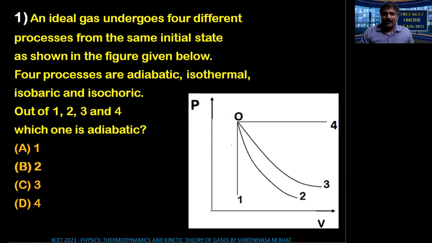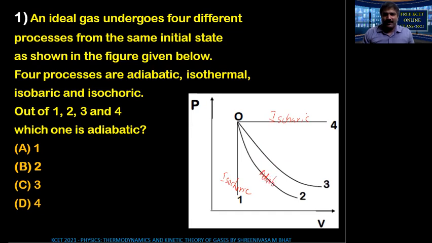Simple. Line 1 is having constant volume, so I can call it isochoric. Then number 4, constant pressure, so isobaric. Whereas number 3 and 2: number 3 is a gradual fall in pressure, whereas number line 2 is a sharp fall in the pressure. So that indicates the adiabatic process.